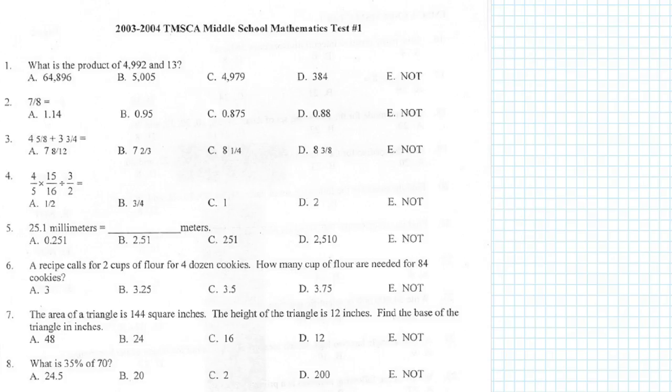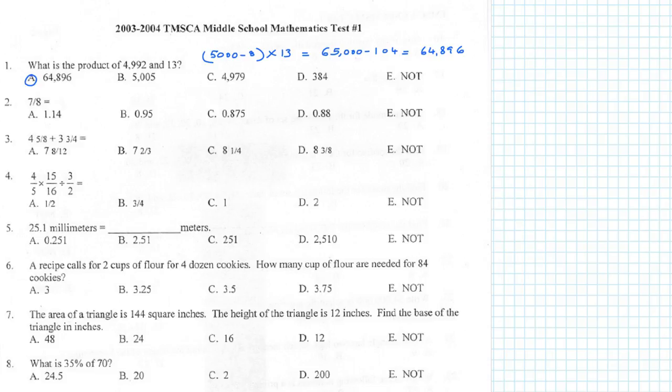Let's take a look at the first question on this general math test. What is the product of 4,992 and 13? So this is a simple question. 4,992 can be written as 5,000 minus 8 multiplied by 13. So this is nothing but 65,000 minus 104. So that should give us 6,496. So the answer is A.